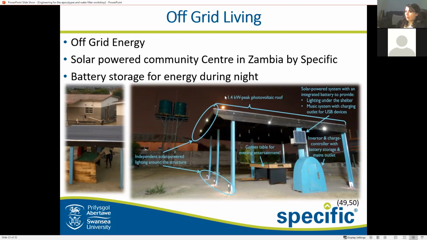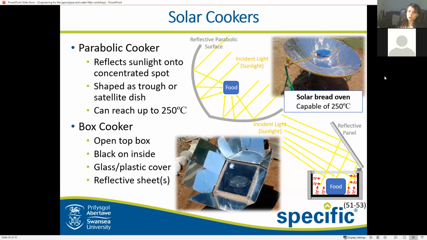They also have little independent solar lighting around it as well, so that it's a nice community centre where people can utilize it, come together and have access to energy so they can charge their phones or any device they require, and even use it for cooking. Although there are alternative forms of cooking which are suitable for developing countries.